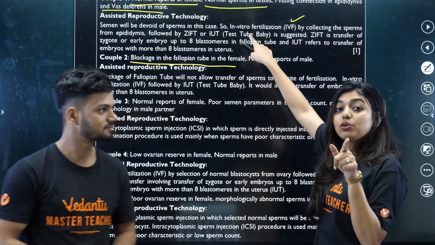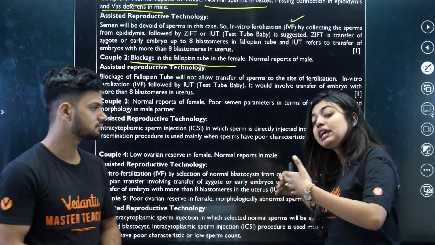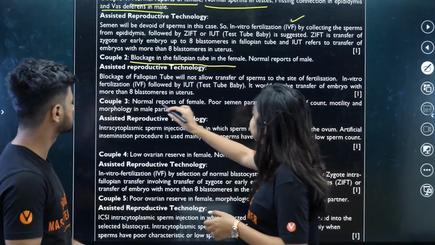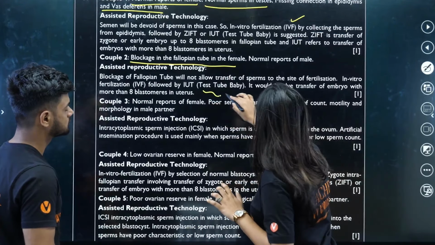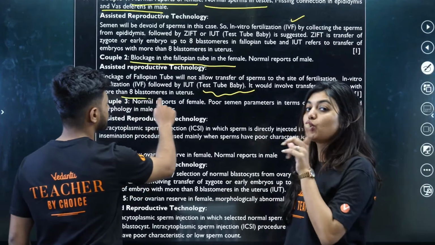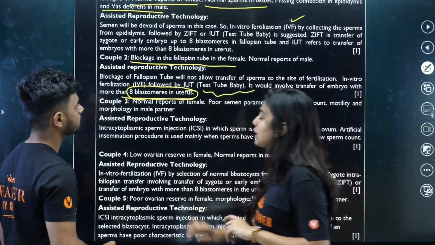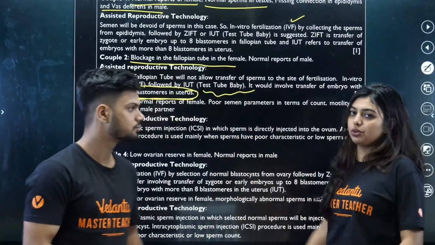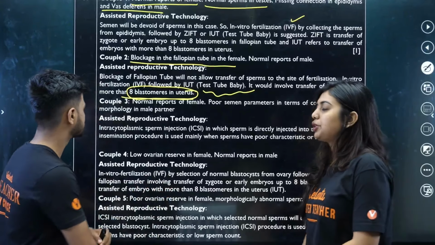But this problem wasn't there in the sperm case, because we can take the sperm from there and just do it in the test tube. But here we expect the female body to help with the fertilization. That will not happen. So what will we do? Again, in vitro fertilization followed by test tube baby, IUT, which involves transfer of an embryo with more than 8 blastomeres. Very important: more than 8 blastomeres. You cannot put it below the 8 blastomere stage. You cannot do ZIFT. You have to do IUT, because for ZIFT the fallopian tube is needed and has to be favorable.